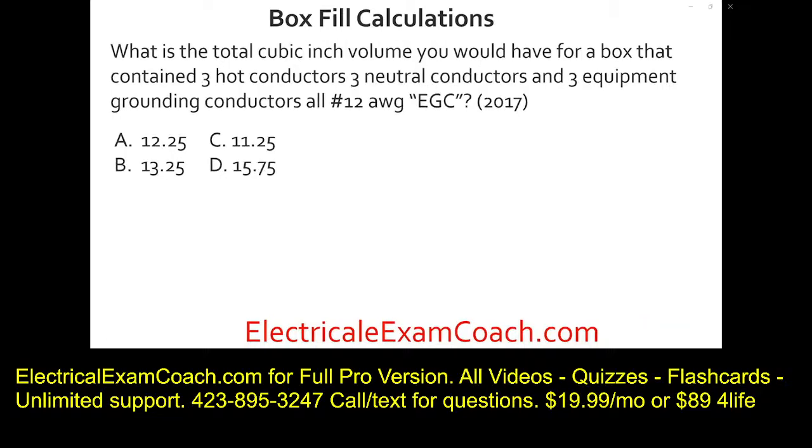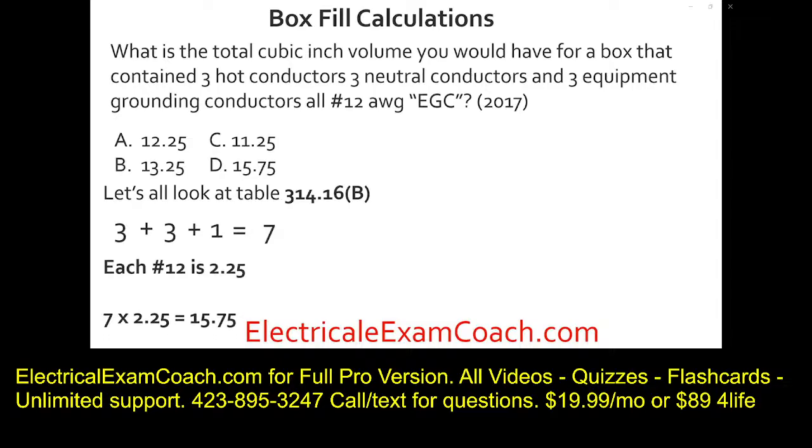Let's do one more quick practice for the 2017. We've got 3 hots, 3 neutrals, and 3 equipment grounding conductors, all of the same size. We're going to take those 3 hots, the 3 neutrals, and then all of the equipment grounds count as 1 total based off the largest conductor that's in the box. That gives us 7. Now we bear our math out, end up with 15.75, and we select D.